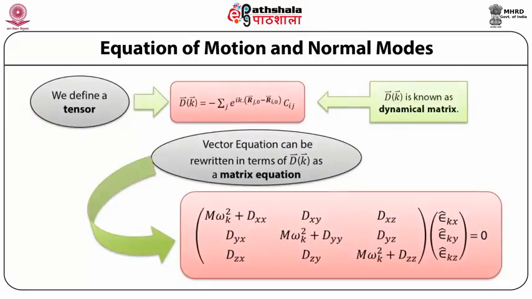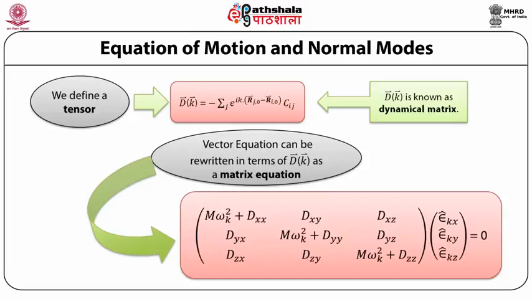Now continuing from the previous slide, we now introduce a new tensor Dk, which is equal to minus summation over j of e raised to the power i k dot (Rj naught minus Ri naught) multiplied by Cij. So you see from here that Cij is a tensor. So simply by multiplying this already existing Cij tensor by this exponential form, we introduce a new tensor Dk, and this Dk, in popular textbooks, is known as the dynamical matrix.